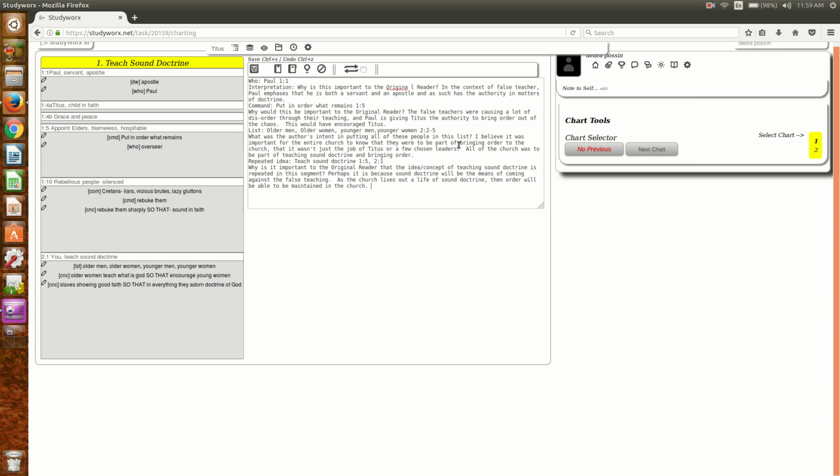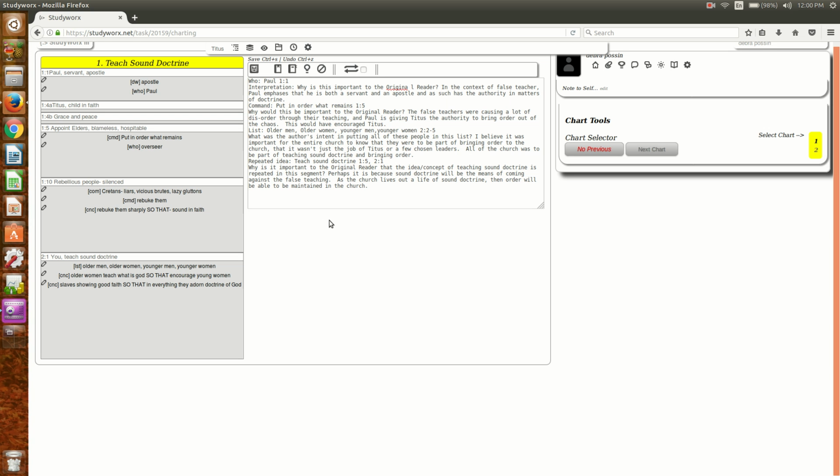Verse 1:5. Again, we put the verse references there so that you can look back and see, okay, does this fit? Or am I taking things out of context? Then the interpretation would be, why would this be important to the original reader? The false teachers were causing a lot of disorder through their teaching, and Paul is giving Titus the authority to bring order out of the chaos. And I think this would have encouraged Titus.